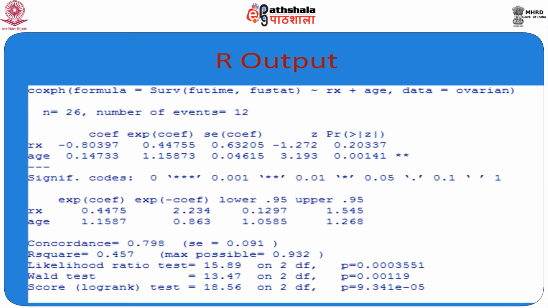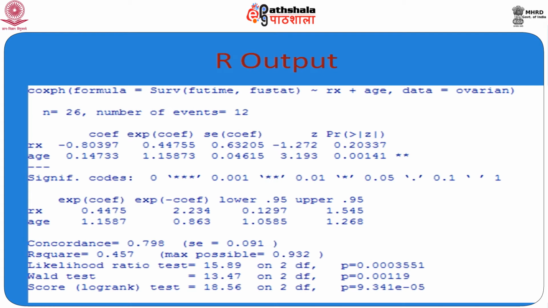If you run the earlier program in the R editor, then in the R console you will get this result. The first line gives you the Cox PH formula as Surv of FU time and FU status with Rx and age that you have considered here. Here we have the total number of observations, 26, given by n equals 26, with number of events also given as 12. So it's primarily basic statistics, giving how many patients died: 12 out of 26 patients.